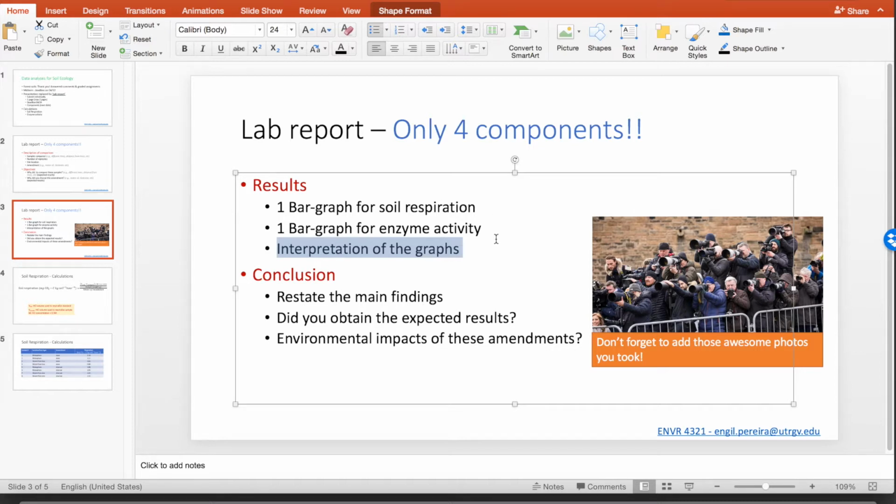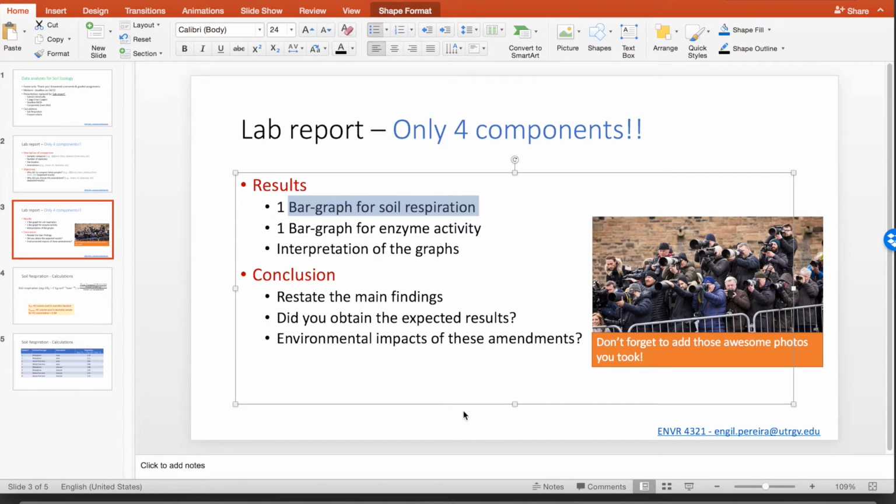So for each of the graphs, you're going to write 2 or 3 sentences saying what you're looking at in the graphs. Okay, so all the amendments increased soil respiration, and samples taken away from the tree had lower soil respiration than in the rhizosphere. You're gonna have to look at the graphs and describe what you're seeing.